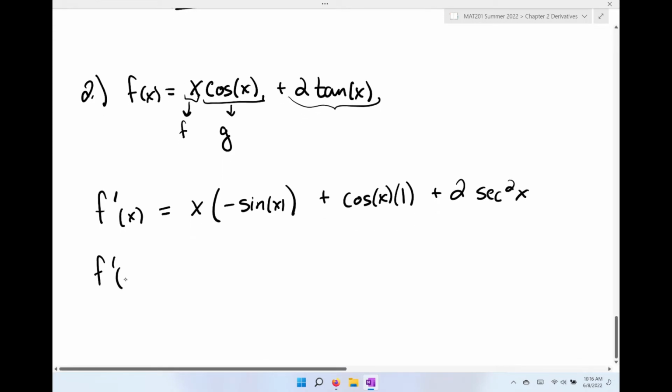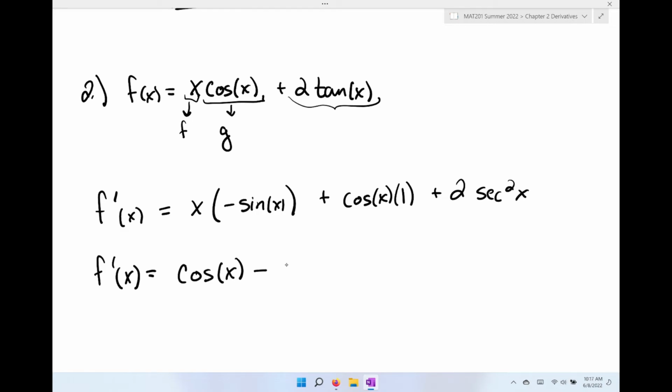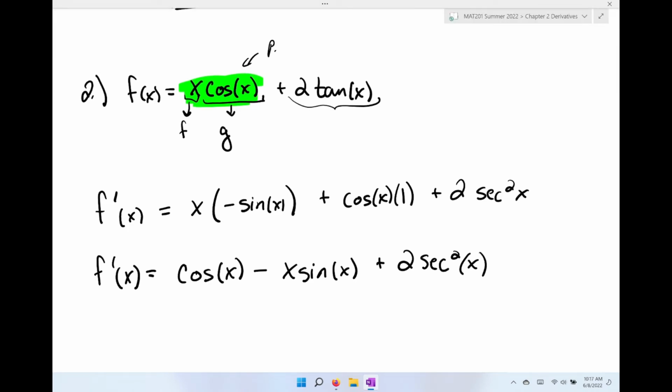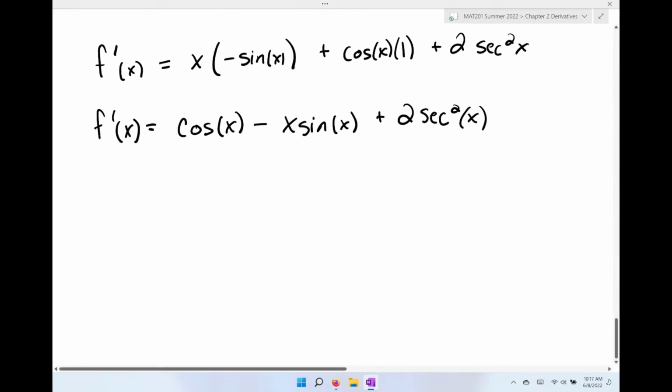And then when you clean this up, you're going to get, I'm going to put the cosine x out front, minus x times sine x plus 2 secant squared x. So don't forget, with this term right here, highlighted in green, you're going to have to use your product rule there. So that's a product rule.